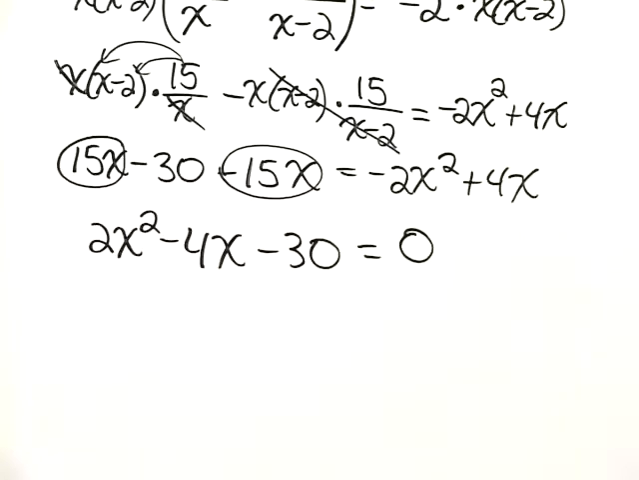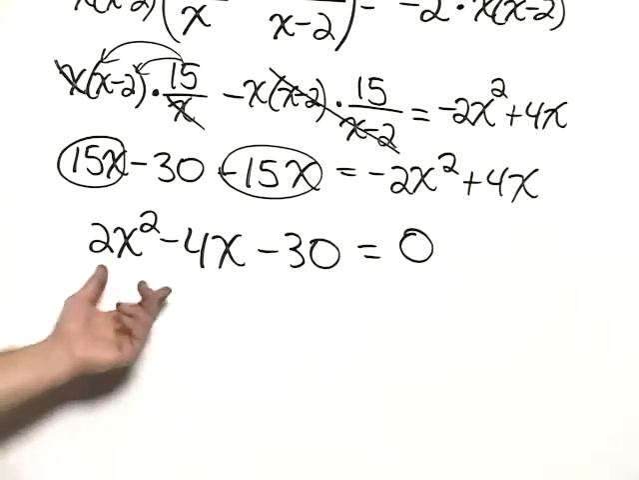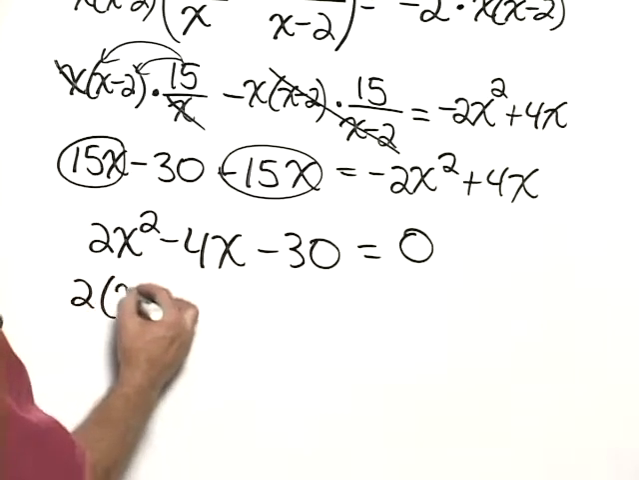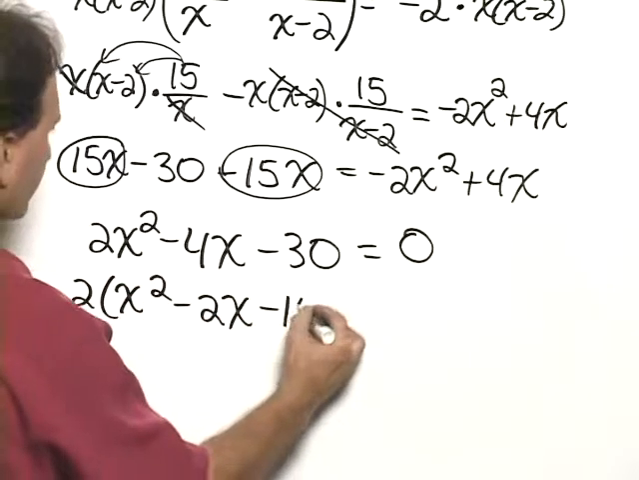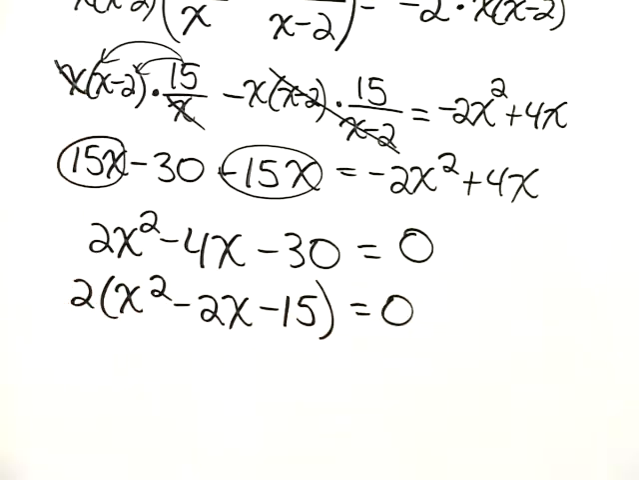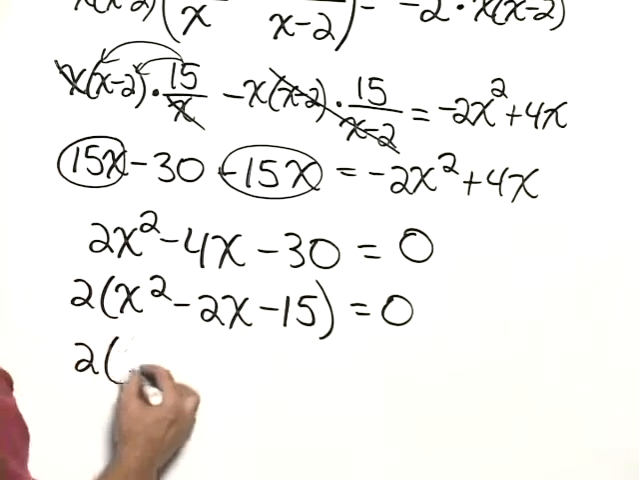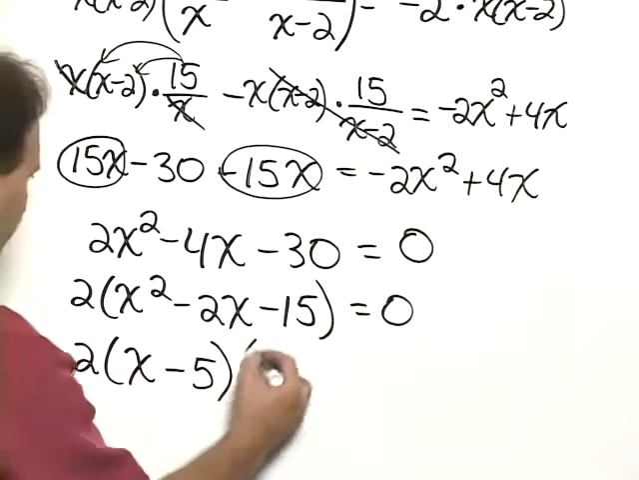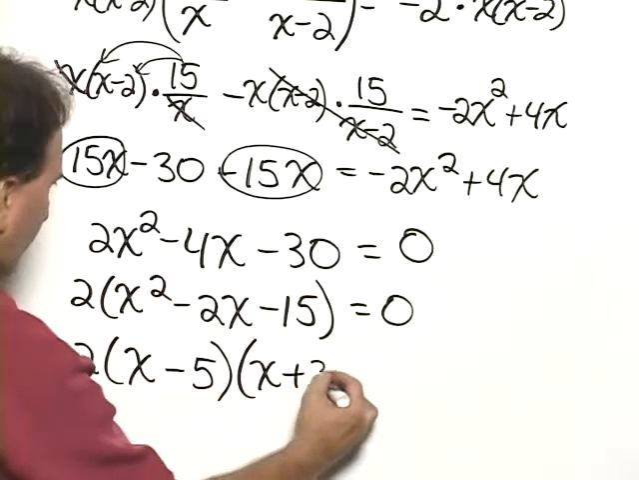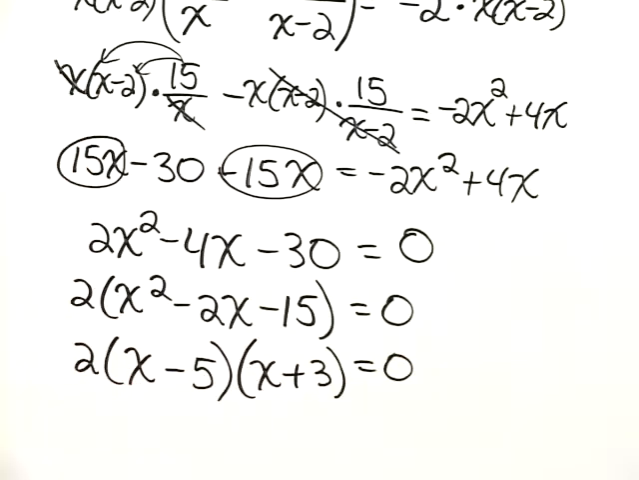The next step is to factor. Notice that we can factor out a common factor of 2, which leaves us with x squared minus 2x minus 15 equals 0. We can now use the principle of zero products by factoring this trinomial and setting each factor equal to 0. So this factors as x minus 5 times x plus 3.